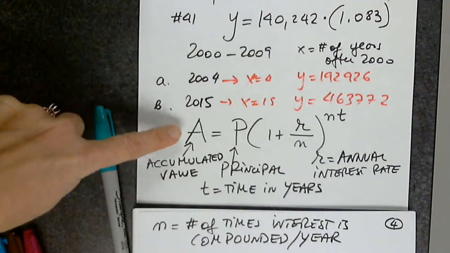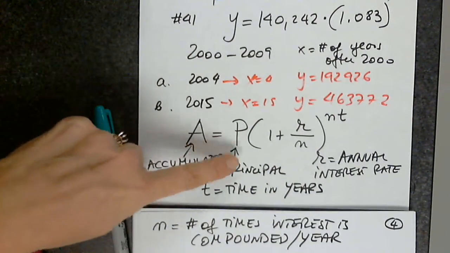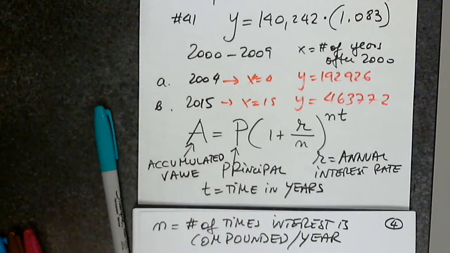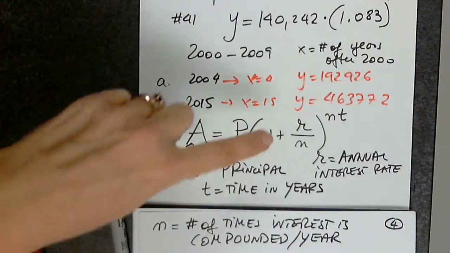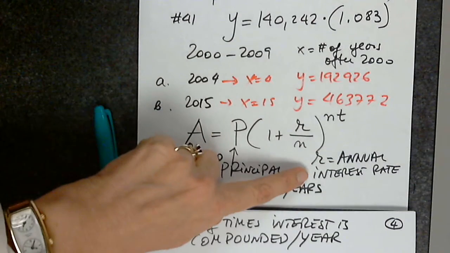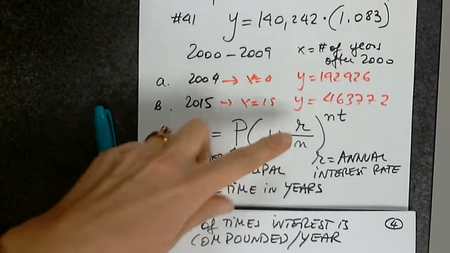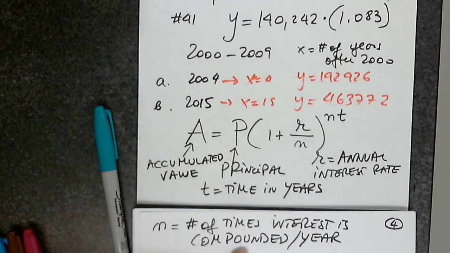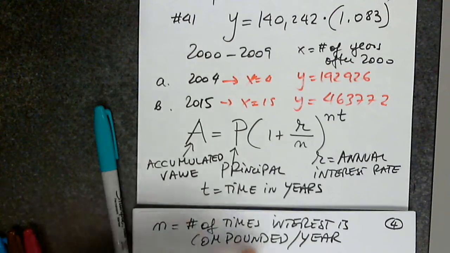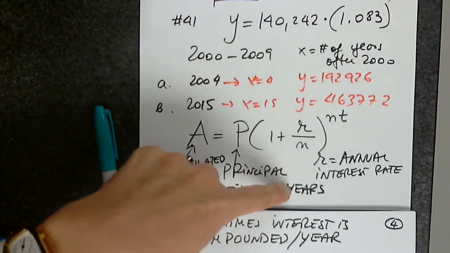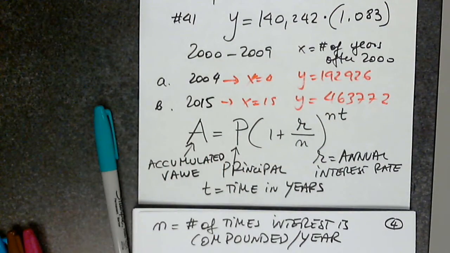So one more time, A is the accumulated value. P is the principal. We can deposit or withdraw or borrow. R has to be the annual interest rate, and it cannot be in percent. It has to be a decimal number. N depends on the number of times interest is compounded per year. And T is time in years. It can be 5 years, 3 years, 10 years, whatever.